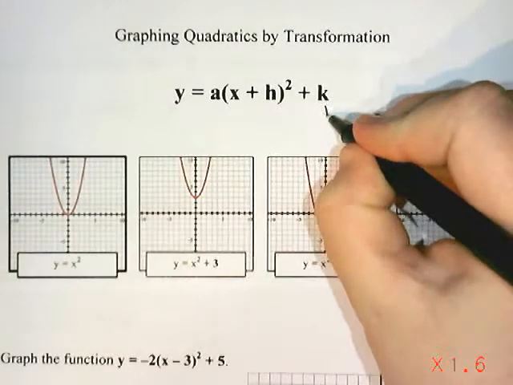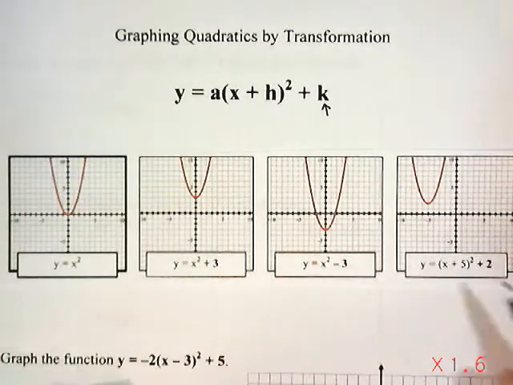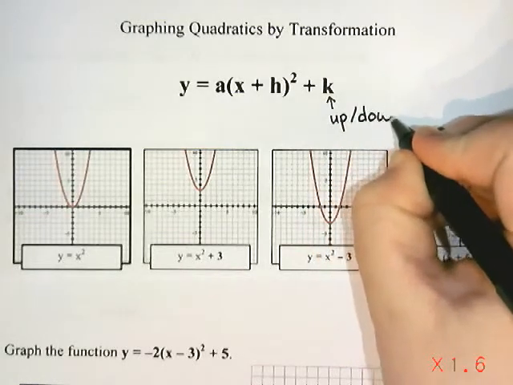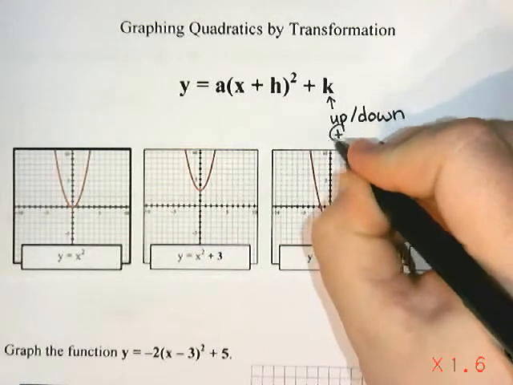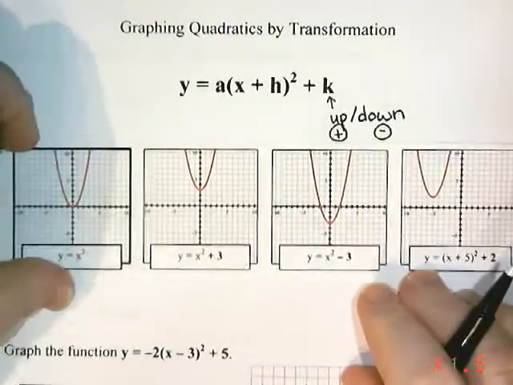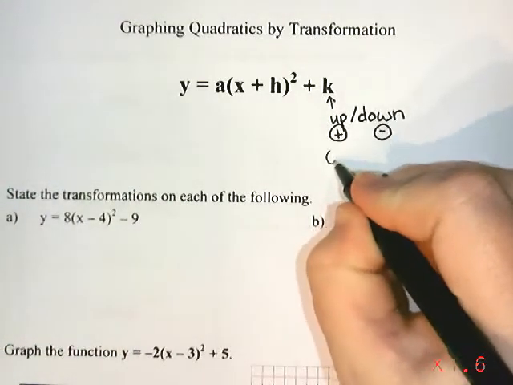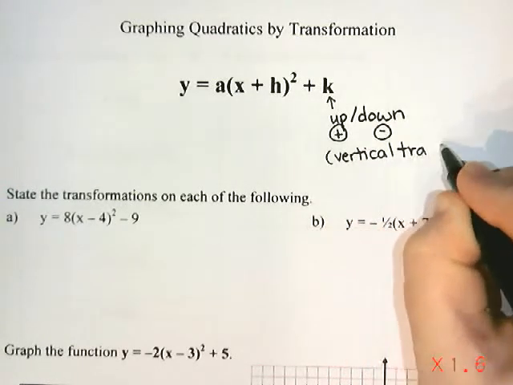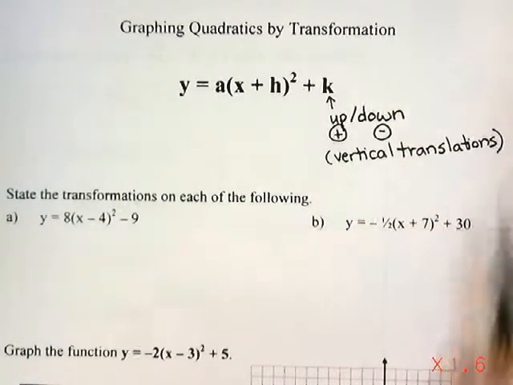So the number at the end, the k, that's what the first example was all about. And hopefully you figured out that this is what moves our parabola up and down. A positive number like +3 is what would make it move up. And a negative number like -3 is what would make it move down. Now the official math name for these things are vertical translations. But up and down are just fine.